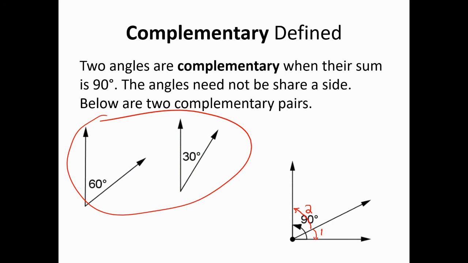So do keep this in mind. Complementary is only about the sum of the measures. That sum must be 90 degrees. It's not anything about how those two angles are laid out. They might be adjacent, they might share a side, they might not.